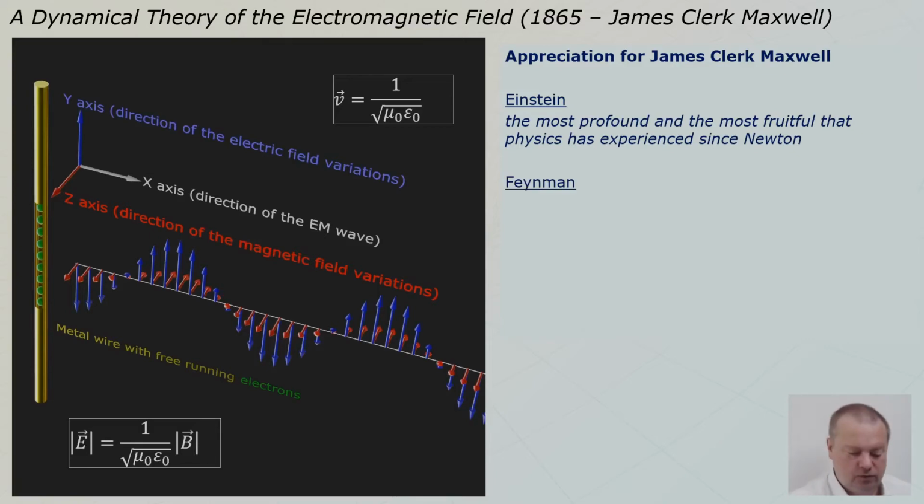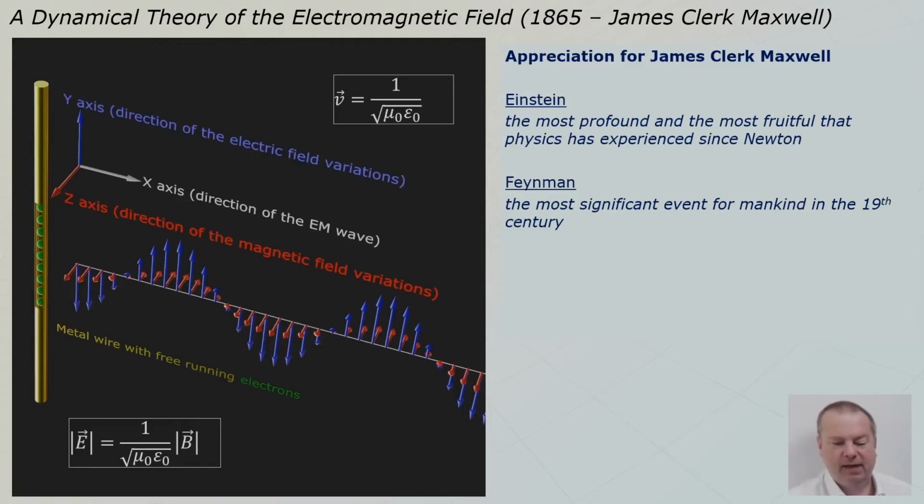Feynman, also a well-known physicist, said this is the most significant event for mankind in the 19th century. In fact, he told us, if you would go 10,000 years into the future and look back on the 19th century and ask someone then what is the most significant thing that happened in those 100 years, they will tell you Maxwell's equations and the discovery of the electromagnetic wave. Go figure. A lot of stuff happened in the 19th century, right?